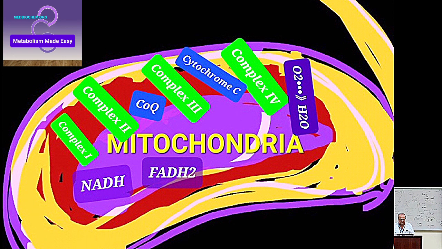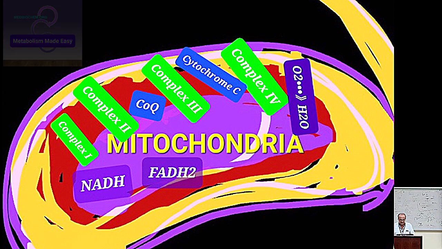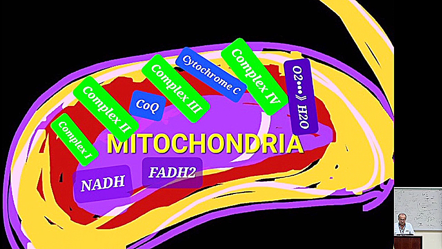Each of them, so the first thing you want to know is that these guys are made up of proteins, usually some prosthetic groups associated with the proteins, and they are stationary. So that's the first thing you want to know.